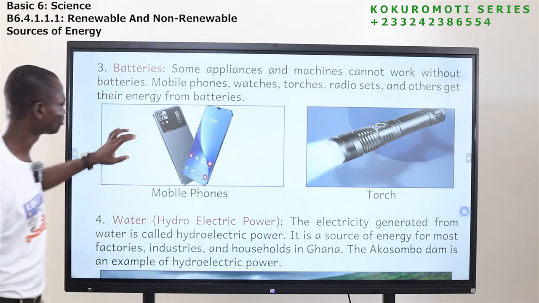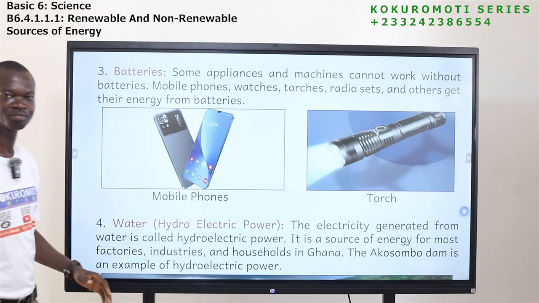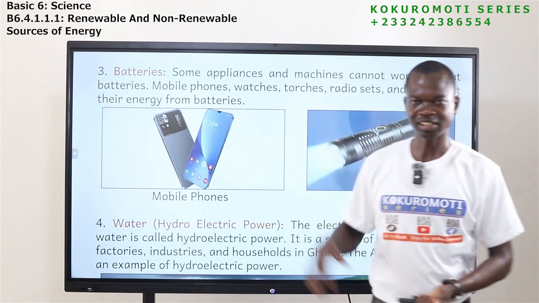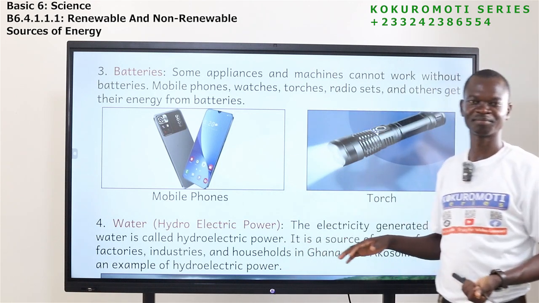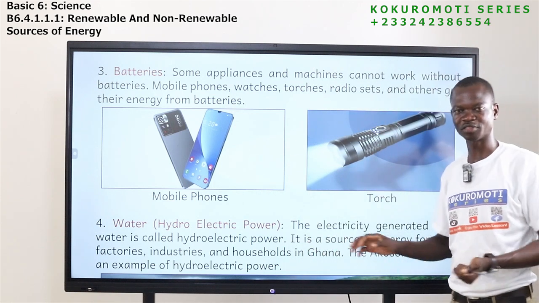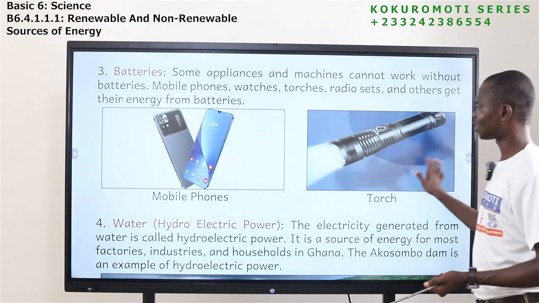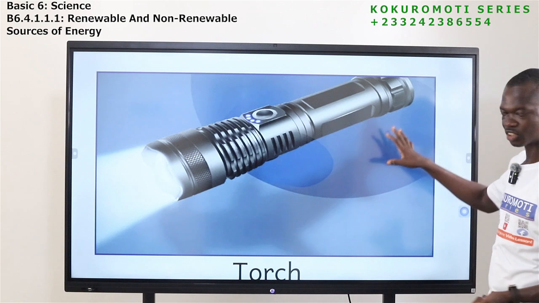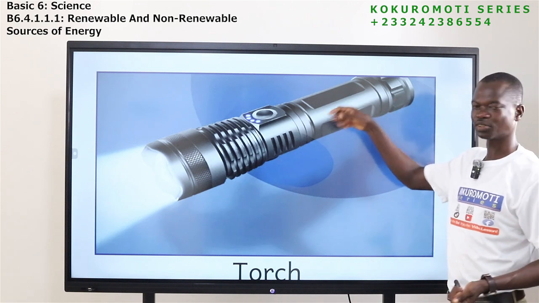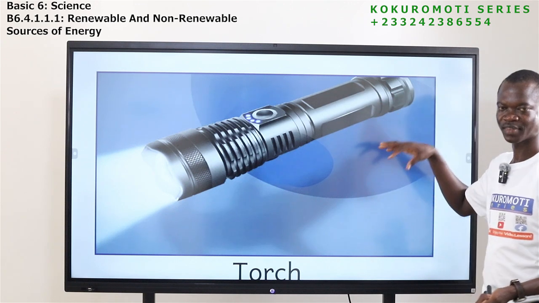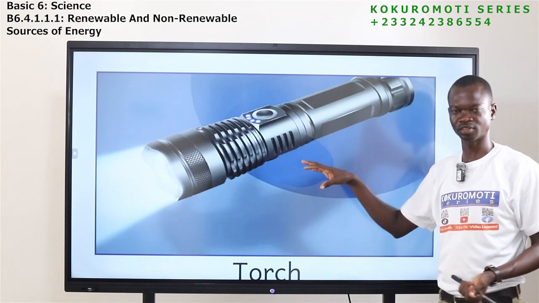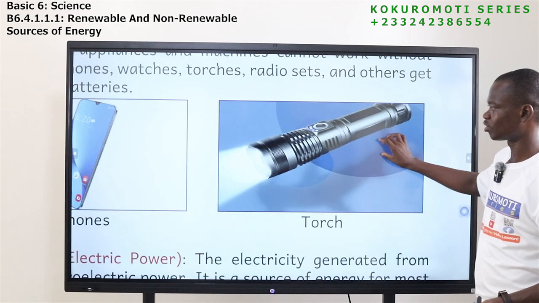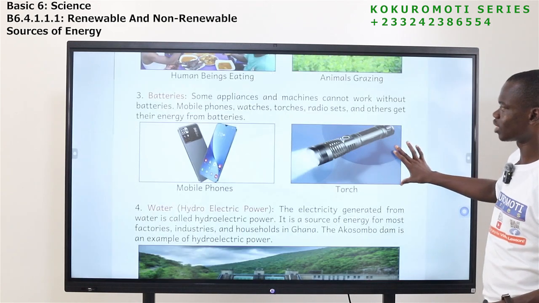Now let's look at this. This is mobile phone. If you don't have battery in your mobile phone, do you think the mobile phone can work? No, without battery the mobile phone cannot work. Now let's look at this. This is torchlight. This is torch, right? So always we put batteries in them. The battery is a source of energy for the device. Okay, so without battery, the torchlight cannot work. So another one is battery.